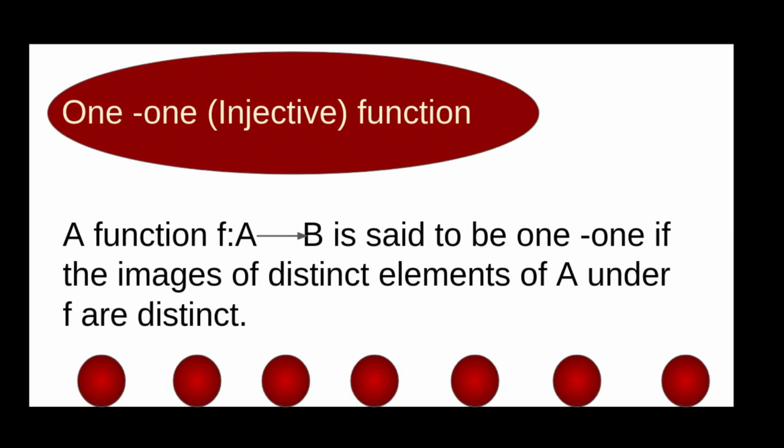First one, one-one or injective function. A function f from A to B is said to be one-one if the images of distinct elements of A under f are distinct.